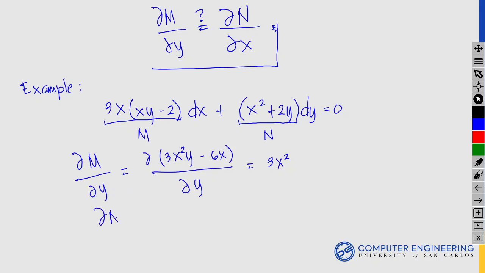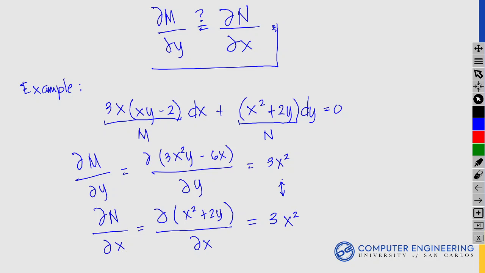For the partial derivative of N with respect to x, we have the partial derivative of x³ + 2y. The only term that can actually be differentiated is this one. Since 2y is treated as a constant, that term will automatically be equal to 0. And you have 3x². So if the results of these two are the same, which in this case obviously they are, this means this is an exact DE.